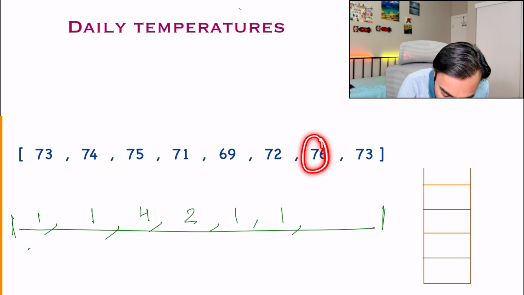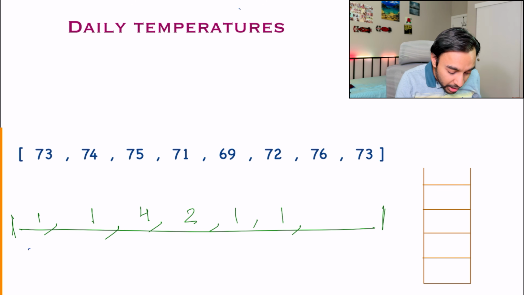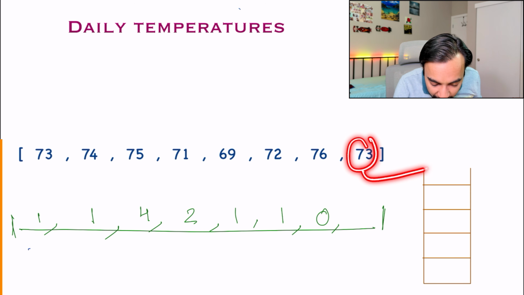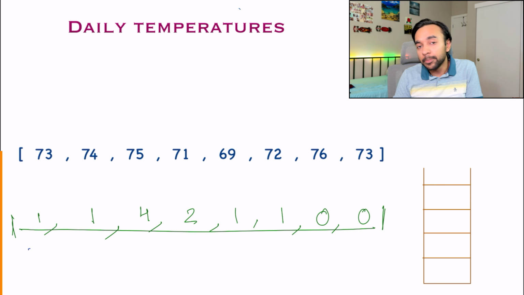For 76, I do not get a hotter temperature. So for this particular problem statement, you have to write down a 0 here. And then for 73, I again do not get a hotter temperature. So once again, I have to write down a 0.